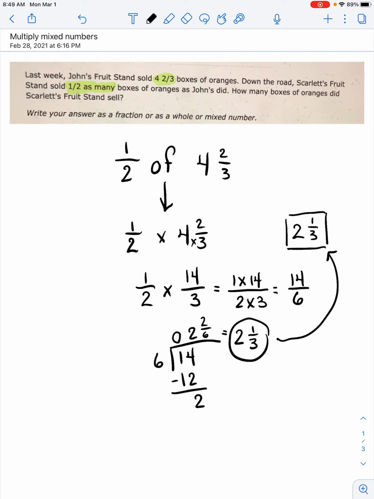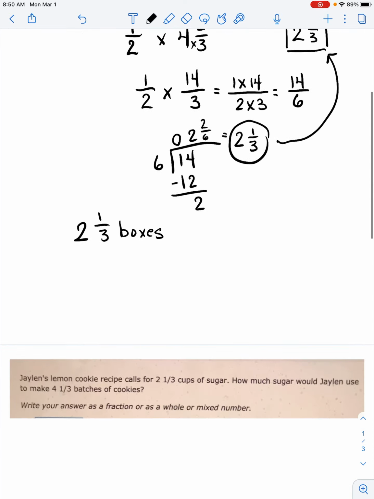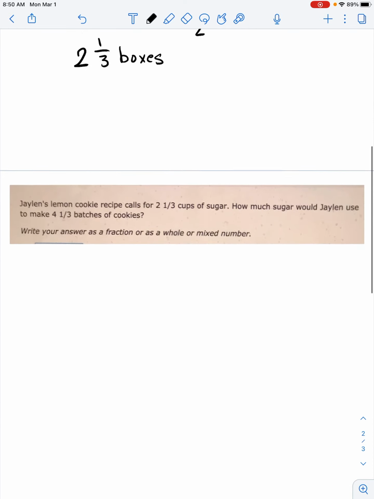So how many boxes of oranges did Scarlett's fruit stand sell? She sold 2 1/3 boxes. Okay, let's look at another example. So this was an example of a fraction times a mixed number. Let's look at another example.